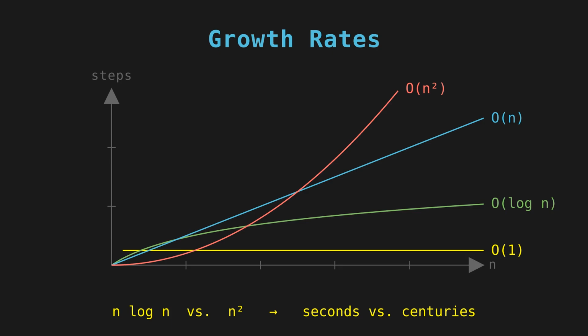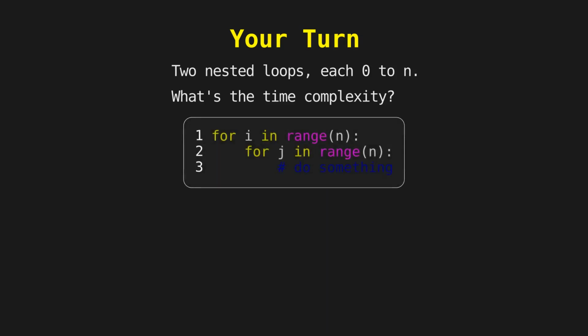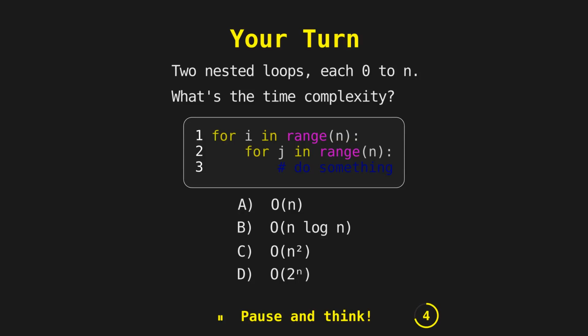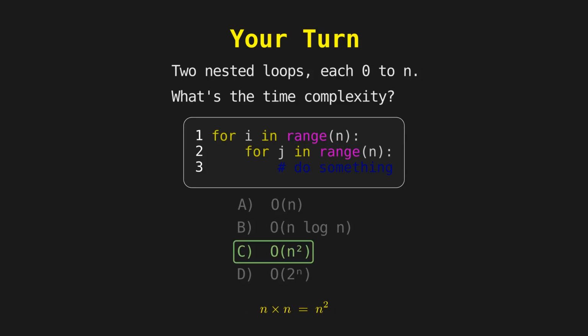Your turn. You have two nested loops, each running from 0 to n. What's the time complexity? It's C, O of n squared. The outer loop runs n times. For each of those, the inner loop runs n times. Multiply them together and you get n squared total iterations.